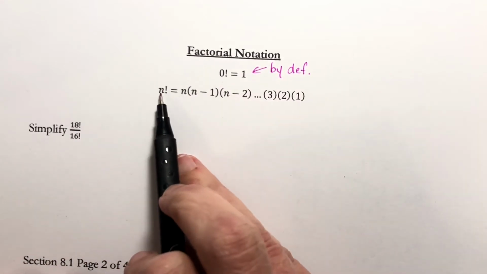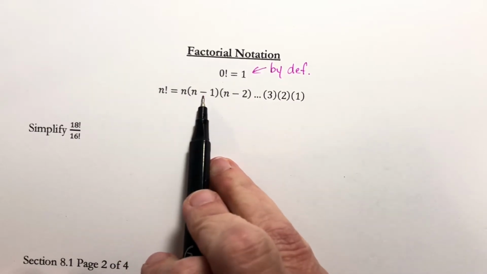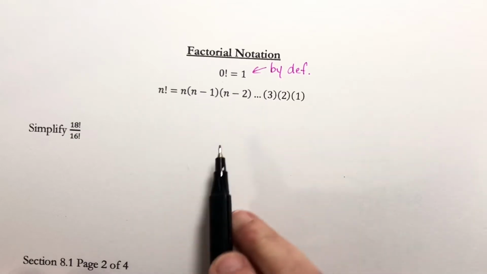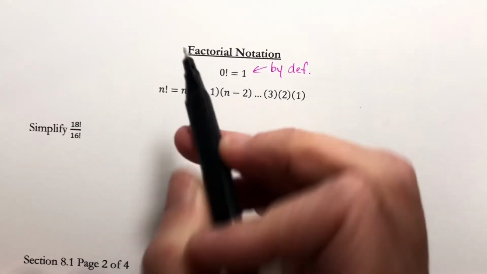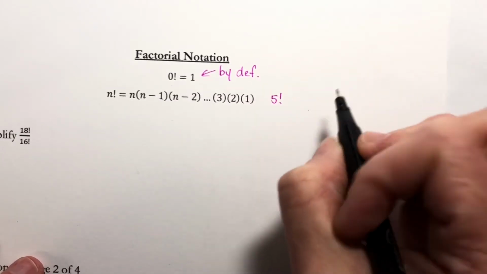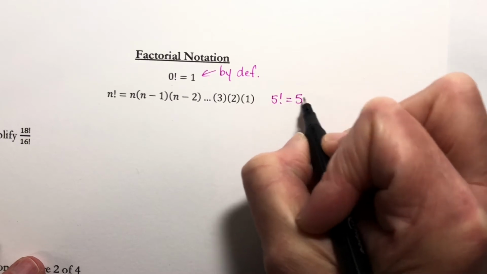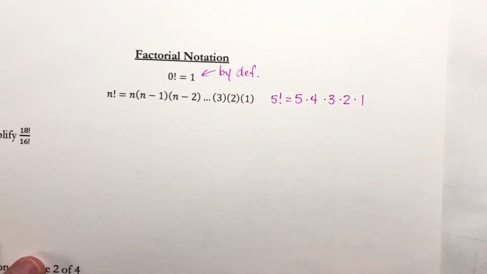All right, what this is saying, notice here's that same number. This is 1 less, this is 2 less, and then I'd go 3 less, 4 less, 5 less, until I get down to 1. So what this is saying is if I'm asked to find 5 factorial, this is 5 times 4 times 3 times 2 times 1.